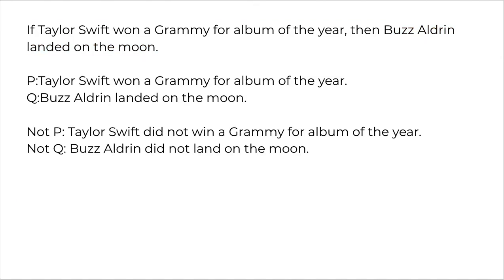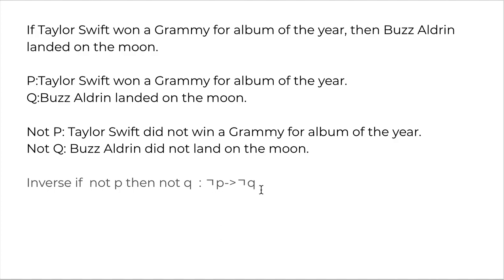All right. Then how do I write not P and not Q? So I just negate the first statement. So Taylor Swift did not win a Grammy for the album of the year, and Buzz Aldrin did not land on the moon. All right, so that's not P, not Q. Let's look at how we'll write the inverse of this statement. That is, if not P, then not Q.